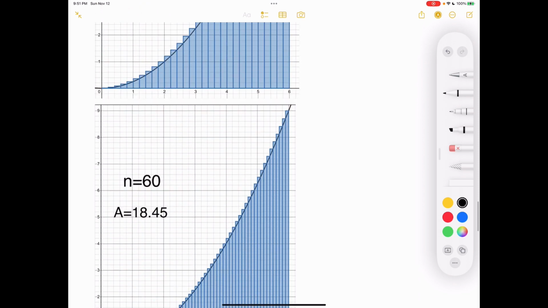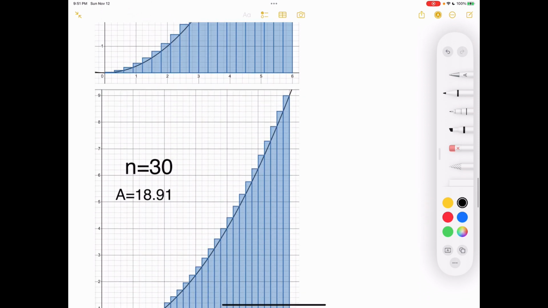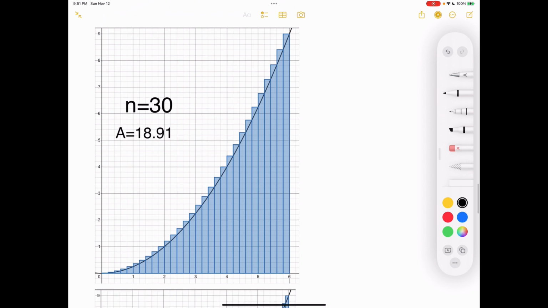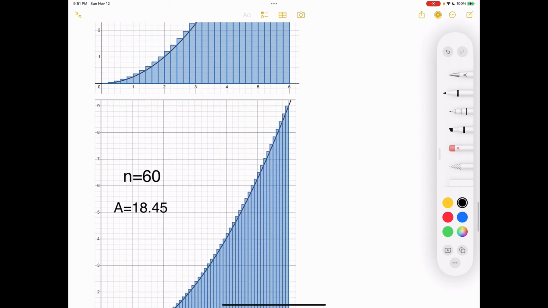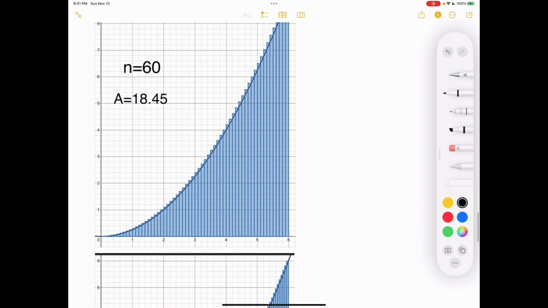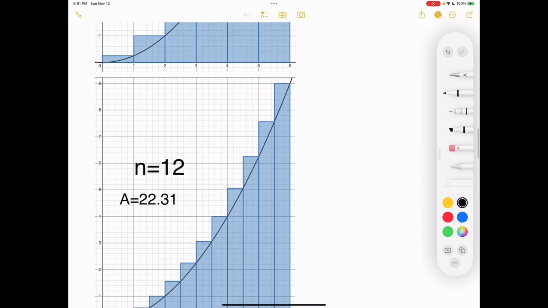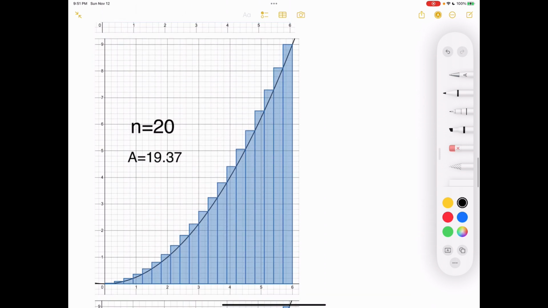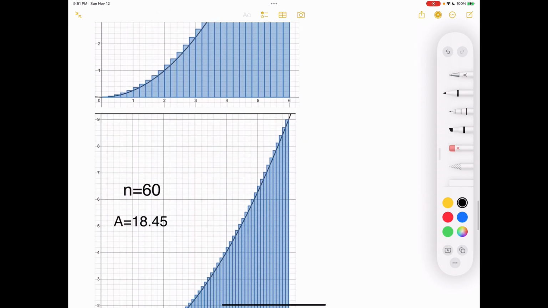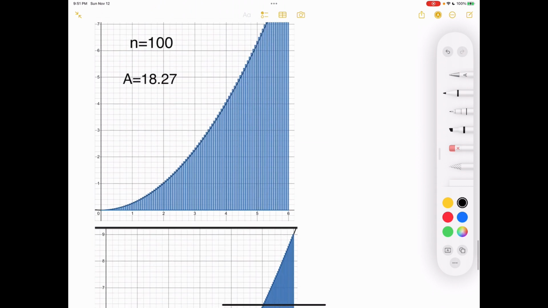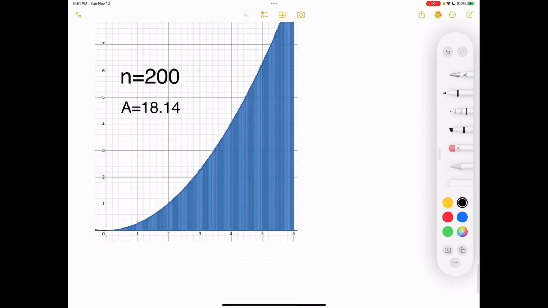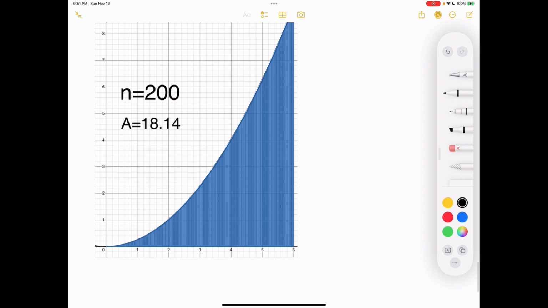Notice the pattern that as n increases, area was not jumping all over the place. The area kind of seemed to be converging on a particular value. When n equals 6, 22.75; n equals 12, 22.31; n equals 20, 19.37; 30, 18.91; 18.45; 18.27; 18.14. So this should remind you of the fundamental calculus topic of limits.